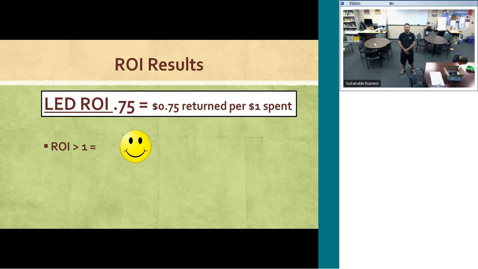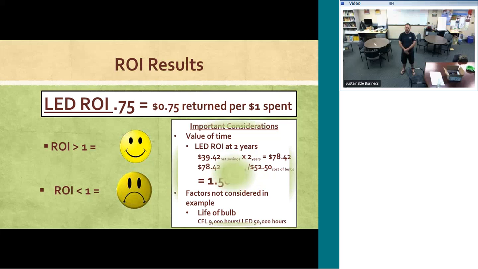So what we're looking for is an ROI of greater than 1. We want to make more money than what we're putting into it. So an ROI of less than 1 is not desirable. However, an important consideration for this is the time period. When you expand the ROI to 2 years, given all the other information, the ROI becomes a 1.5. This is why time is such an important consideration in this calculation.